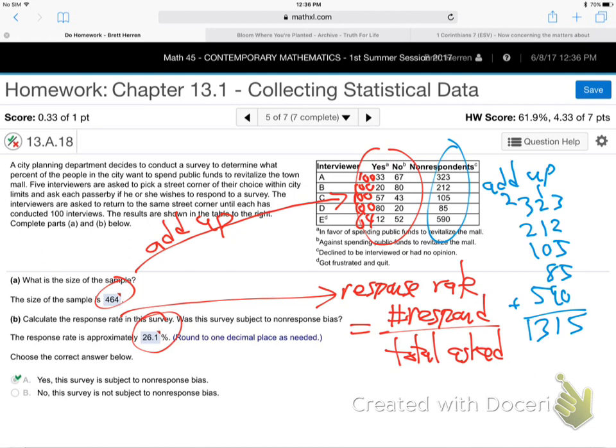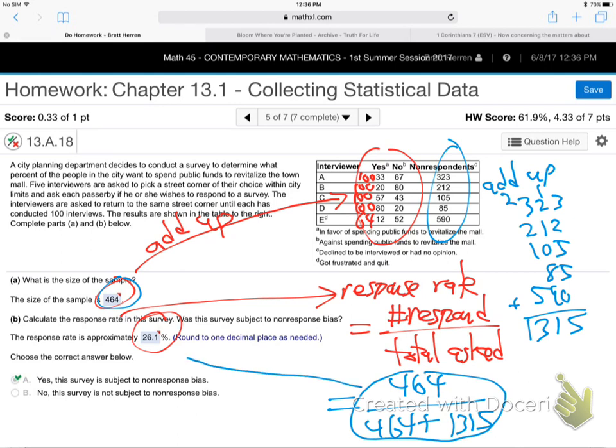Are you seeing that? So it's going to be, how many did answer? How many did give an answer? That's the 464, right? That's the sample. That's the ones that gave an answer. So whatever 464 is plus 1315, that's the total number of people that were asked. 464 gave an answer. 1315 didn't respond. And on the top is the number of respondents, 464. So that fraction must lead to be 26.1%. Does it work out? Somebody want to hit the buttons? Tell me if that's the truth. Is 464 divided by whatever that total is on the bottom?